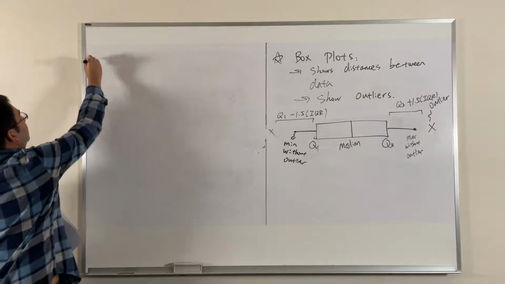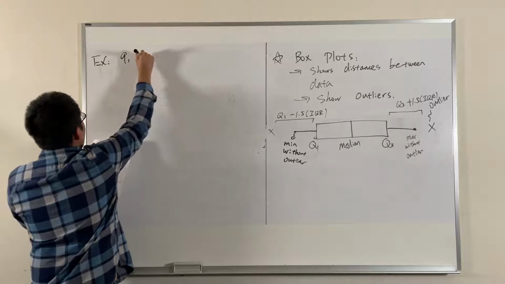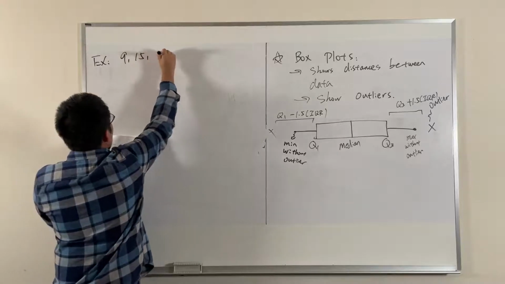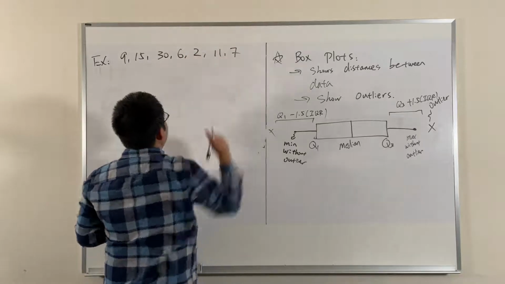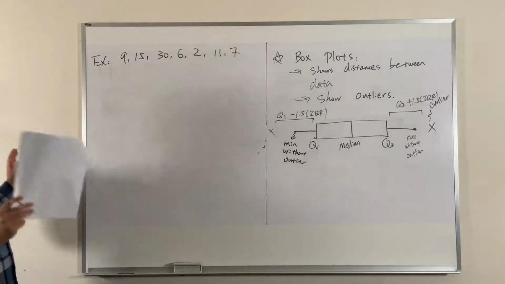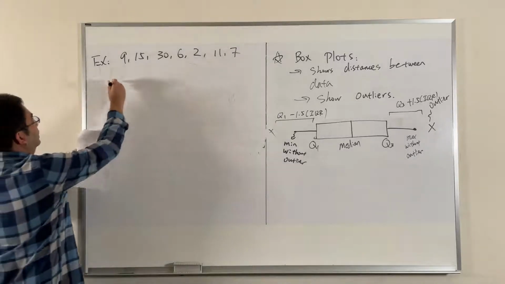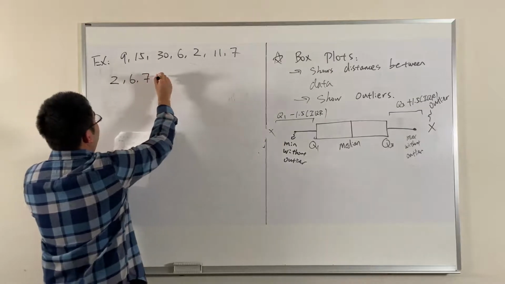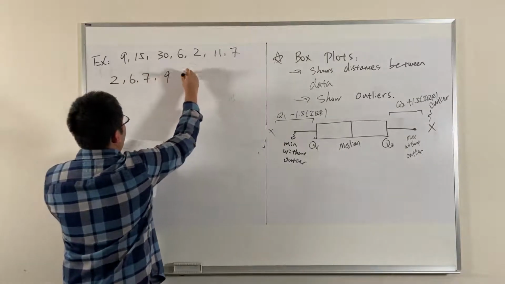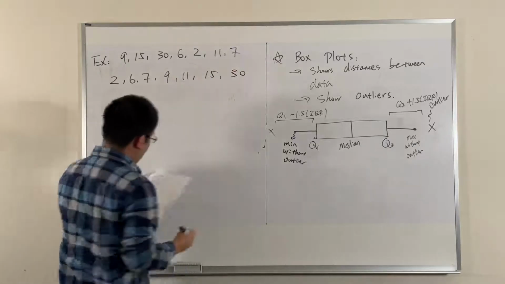Example: 9, 15, 30, 2, 6, 7, 11. We want to rearrange it first: 2, 6, 7, 9, 11, 15, and 30.